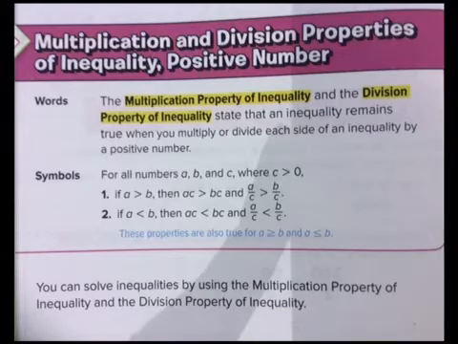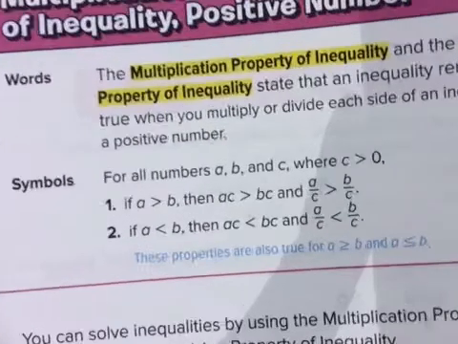So the multiplication and division properties of inequalities. The multiplication property of inequality and the division property of inequality state that an inequality remains true when you multiply or divide each side of the inequality by a positive number. What they mean is this, boys and girls.